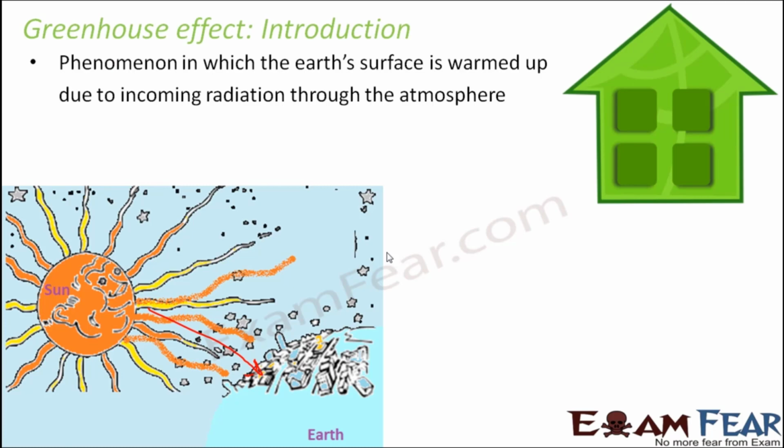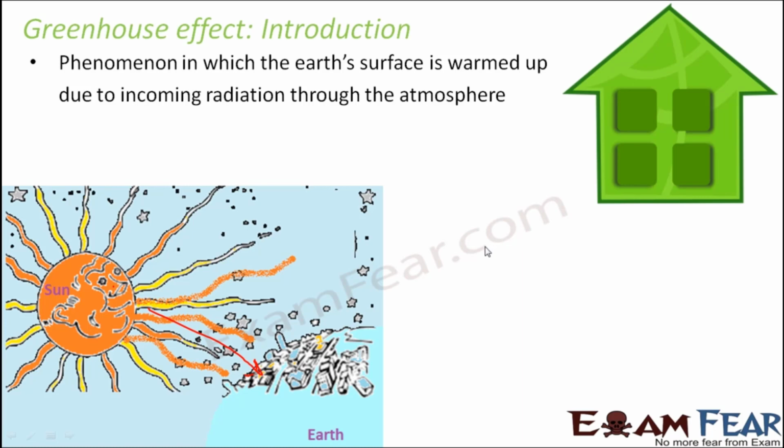So the greenhouse effect is the name given to the phenomenon in which the earth's surface is warmed up due to incoming radiation through the atmosphere. Basically it is that phenomenon where the temperature inside the earth is increased. So we keep the temperature inside the earth warm enough. Now what exactly happens? So you see here, this is the sun and this is the earth.